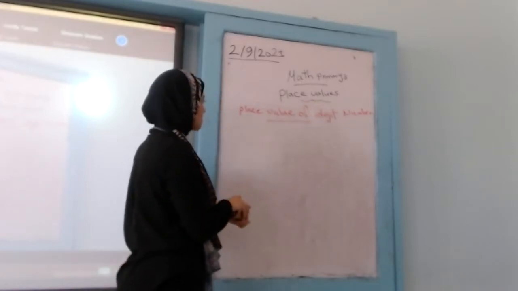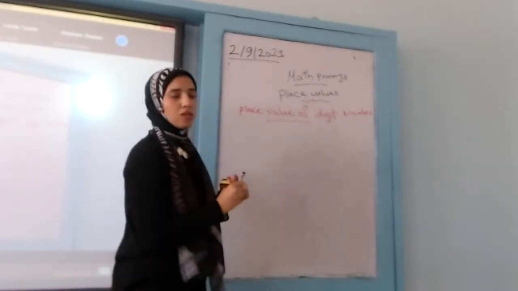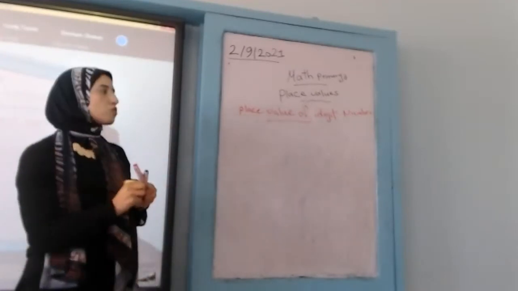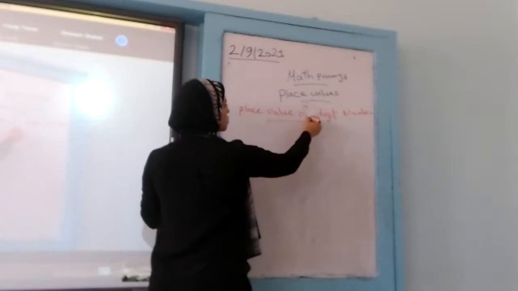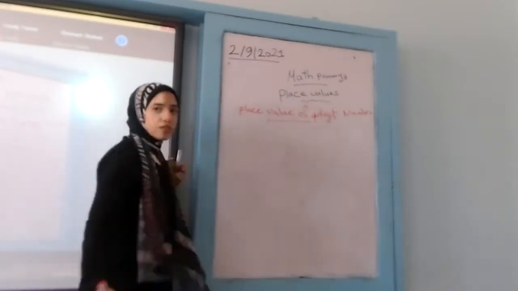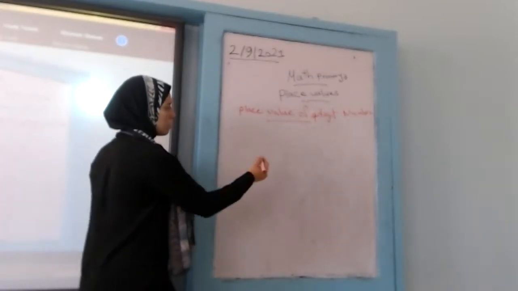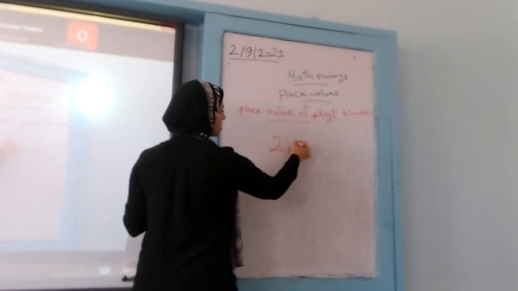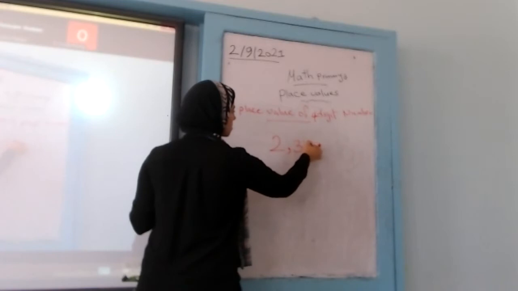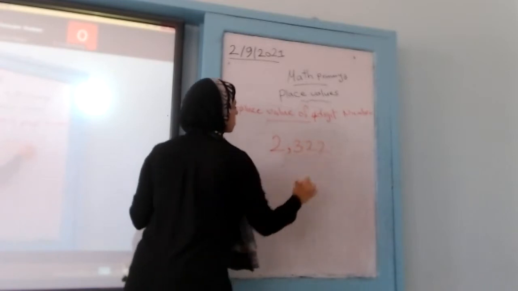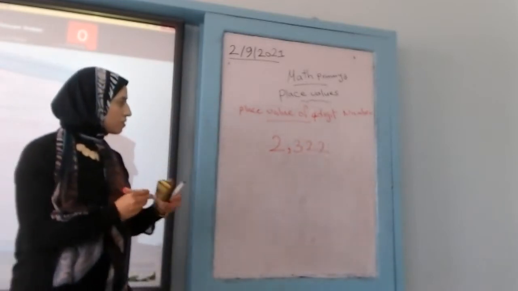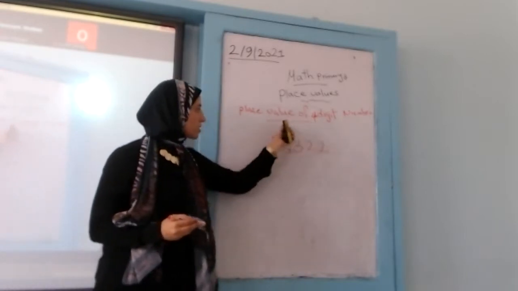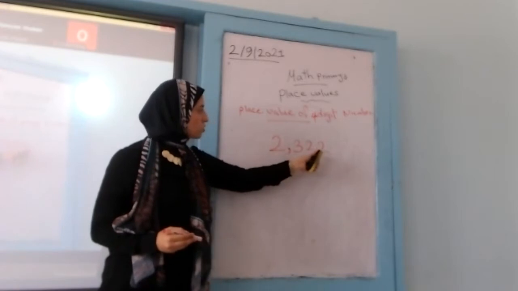Okay. I want to know what's the place value. How can we know the place value of 1, 2, 3? Two digit numbers and three digit numbers, we know. Now four digit numbers. For example, 2,130 (or similar). I have a four digit number. A four digit number consists of four digits.